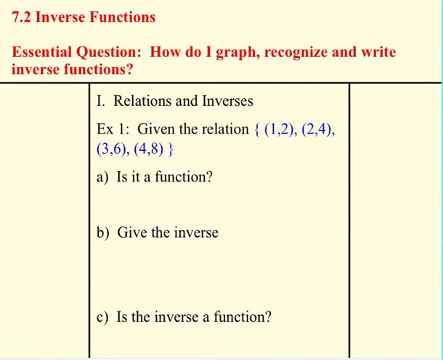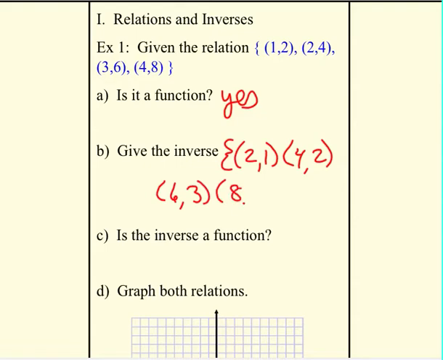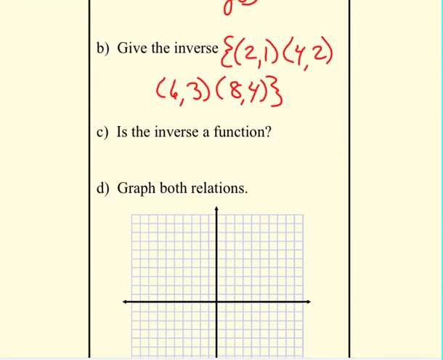So when we look at our x values, we've got 1, 2, 3, 4. They are all unique, so yes, this is a function. The inverse is when you switch the x and the y. So the inverse relation, we haven't looked to see if that's a function, would be 2, 1, 4, 2, 6, 3, and 8, 4. So looking at whether or not the inverse is a function, now looking at the new x values, 2, 4, 6, 8, are all unique, so yes, the inverse is a function as well.